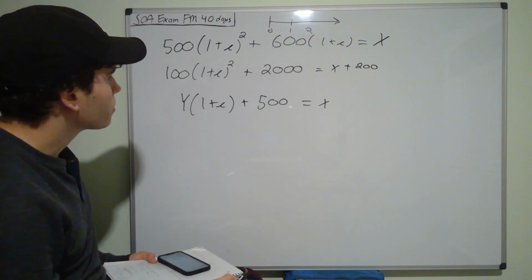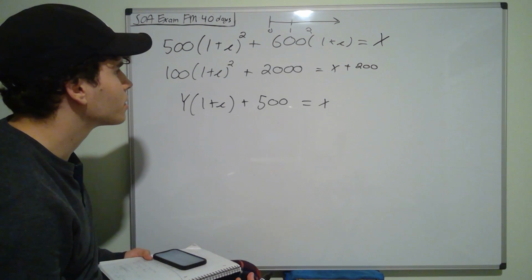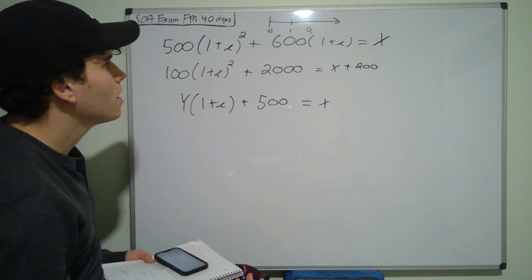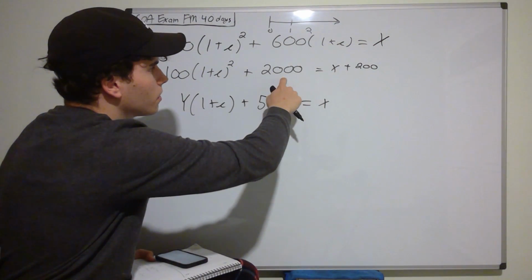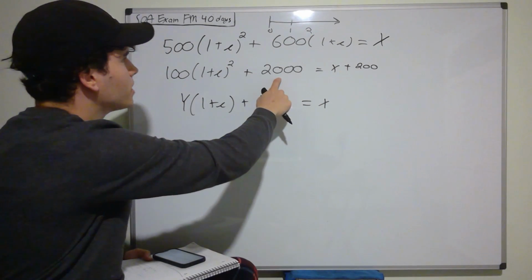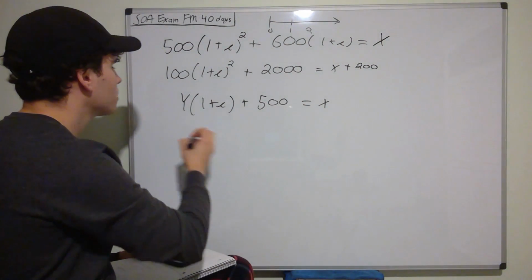All right. So now I'm just going to take the top two. We have two equations and two unknowns. I'm just going to take this 200 and subtract it over here, so this is going to become an 1800, and then I'm going to set them equal to each other because at the time they both equal x.